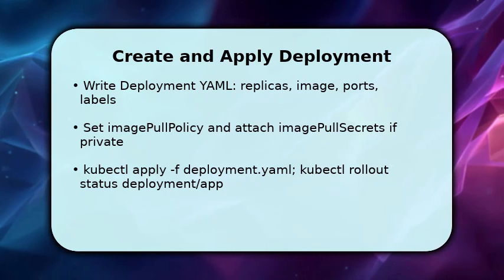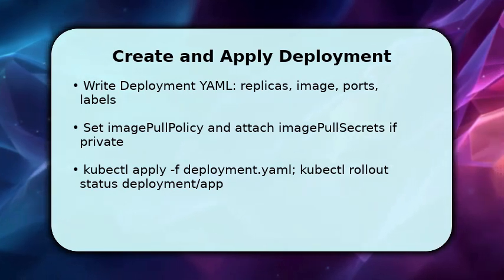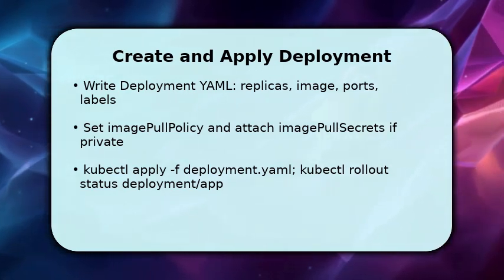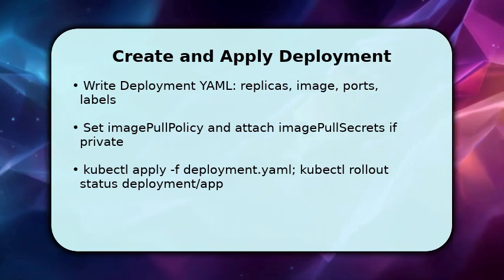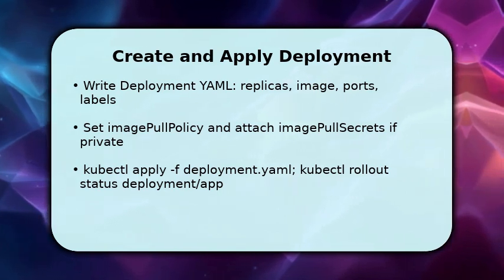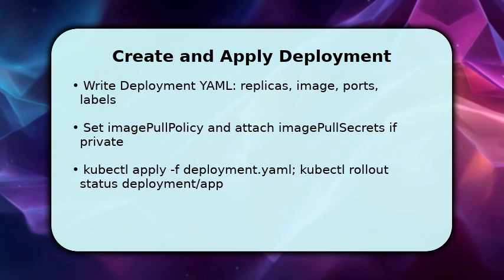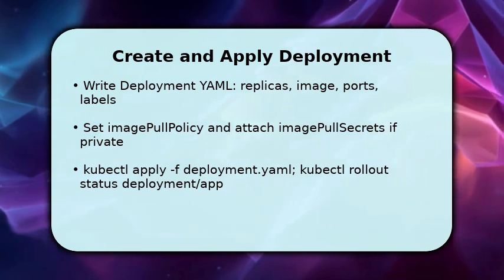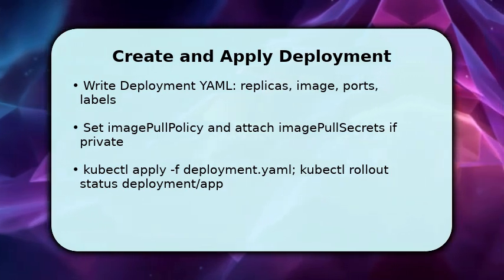You now translate the image into running pods. Create a deployment YAML with replicas, container port, and labels. Include image pull policy, IfNotPresent or Always, based on your workflow. Then apply it with kubectl apply -f deployment.yaml and watch progress with kubectl rollout status deployment/app.